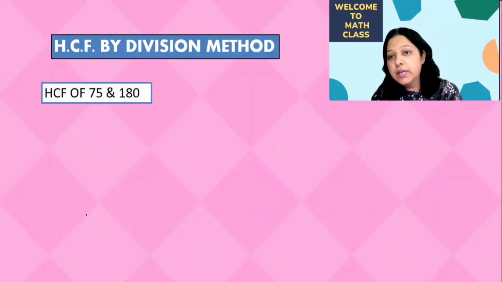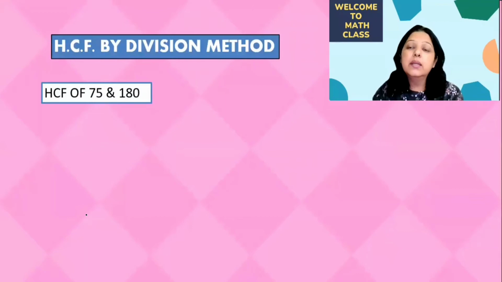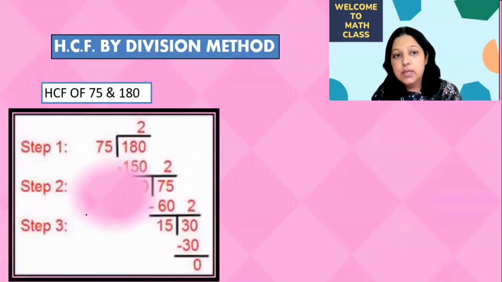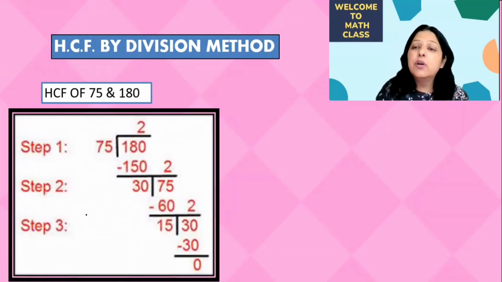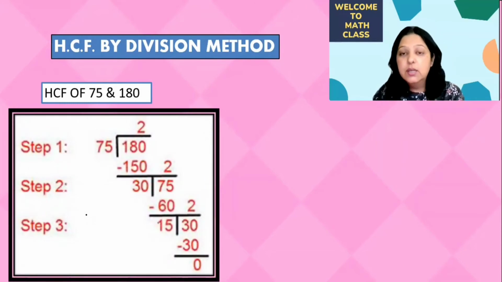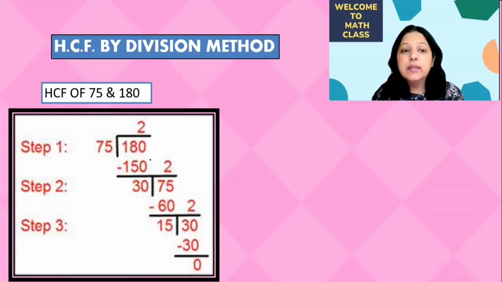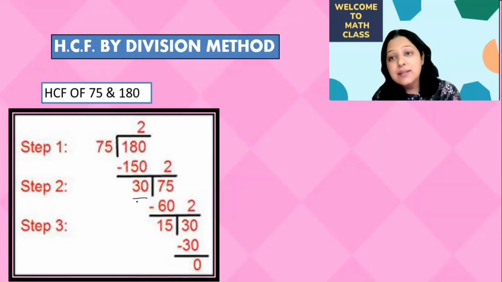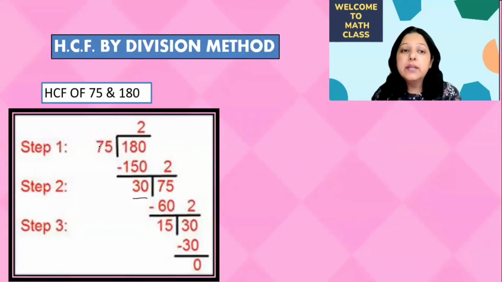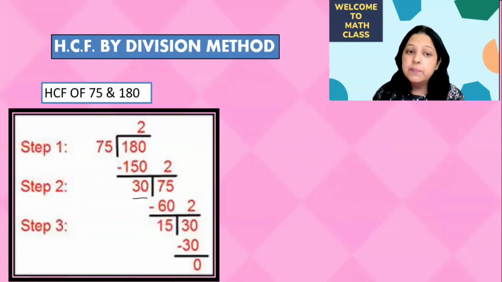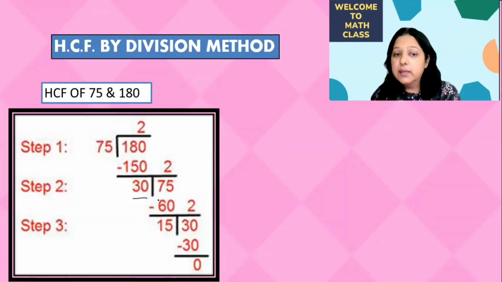Whenever you have to find HCF by division method, we apply long division or repeated division. Like see in this example, HCF of 75 and 180. When we are dividing, the bigger number should be the dividend and the smaller number will be the divisor. So divide till you get the remainder as 0. In this case, when you divide 180 by 75, the remainder is 30. Now take 30 as the next divisor, and 75, which was the divisor in the beginning, you take as the dividend now, and again divide.